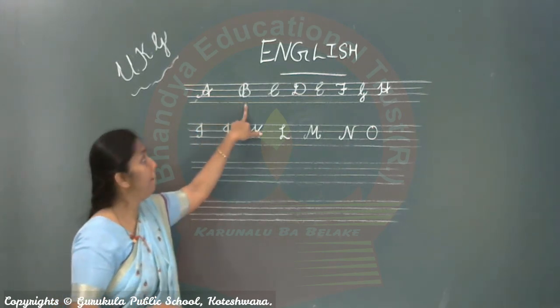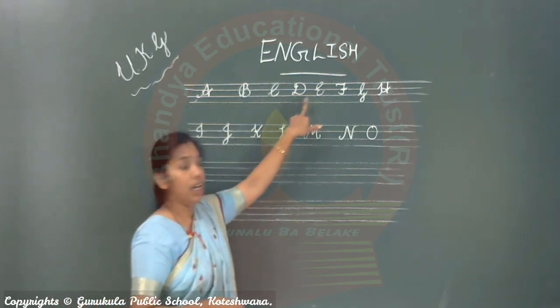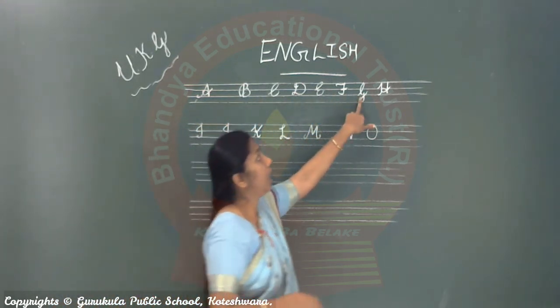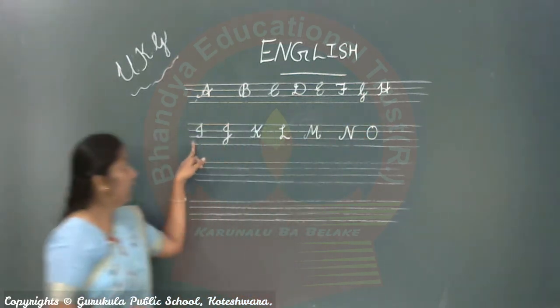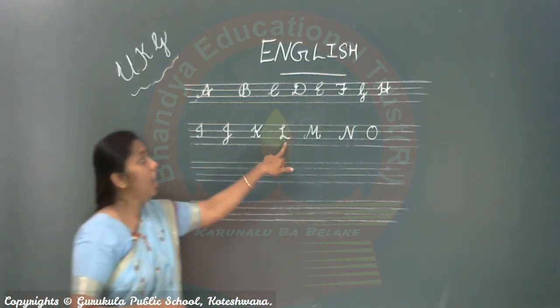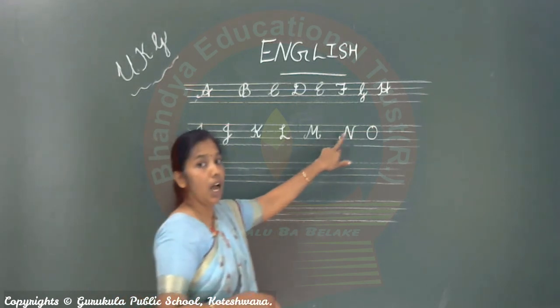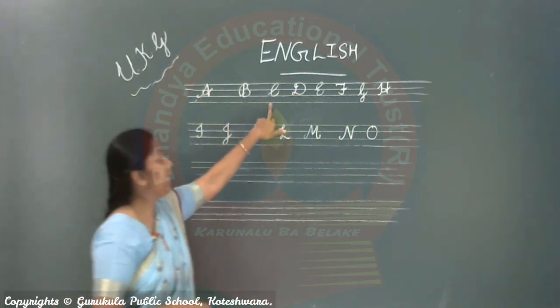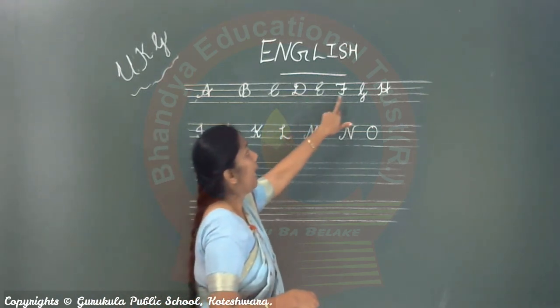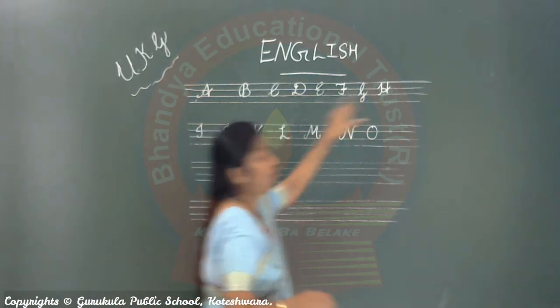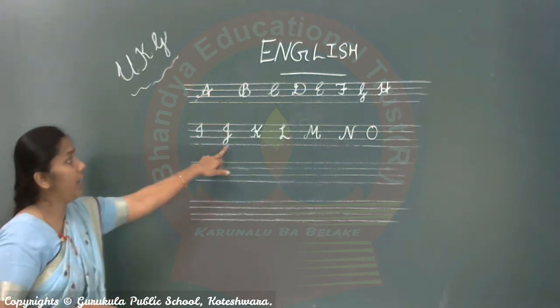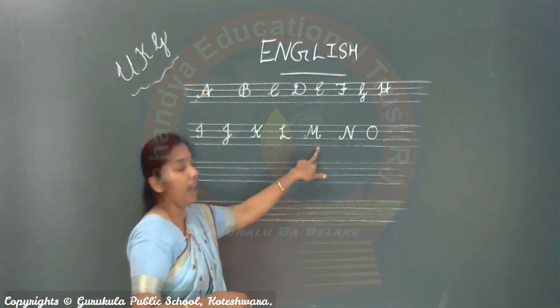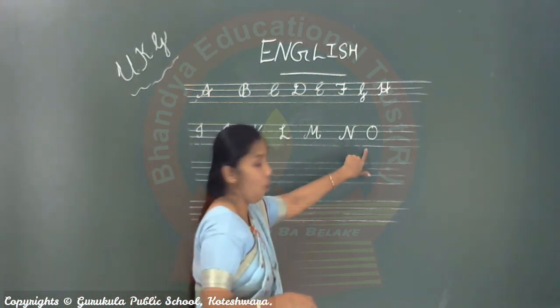A, B, C, D, E, F, G, H, I, J, K, L, M, N, O. Right? A, B, C, D, E, F, G, H, I, J, K, L, M, N, O.